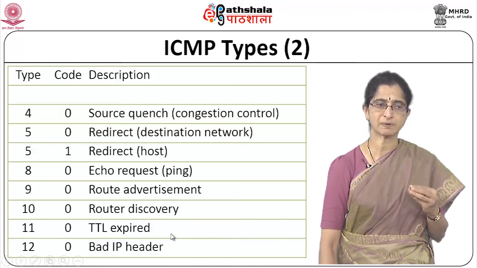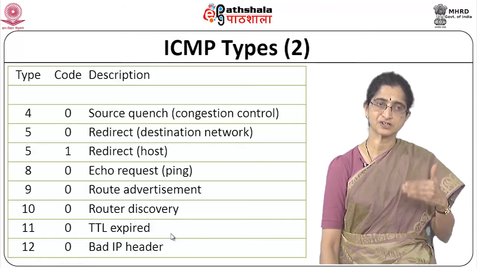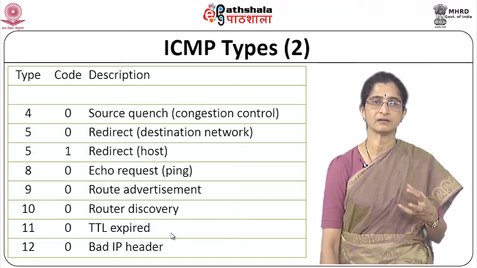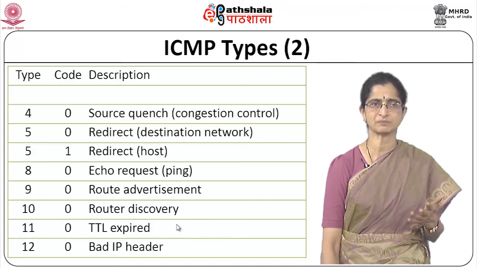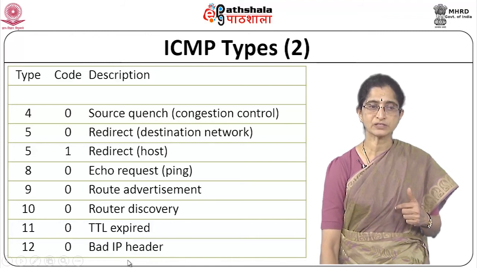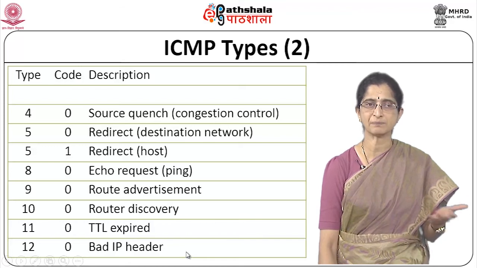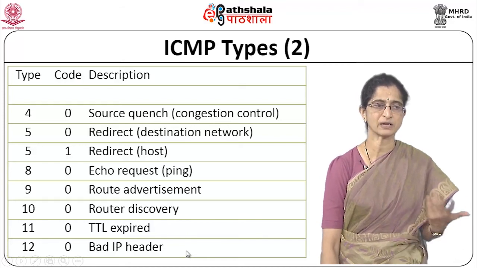So when a TTL expired message is sent back to the source, it knows that either the destination is much farther than the TTL value that was specified, or something has gone wrong. So these are the various things that we have. Of course, the last one that we have is a bad IP header, which means some parameter has gone wrong, something is wrong with the IP header, so then a bad IP header message is sent.